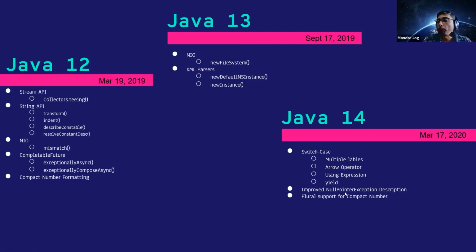And NullPointerException description has been improved in Java 14. Till now, when you get a NullPointerException, you just get that there is a NullPointerException, but which line is getting it, why it is getting it, which reference is giving you the NullPointerException, all these things were not there. So that has been improved, which we'll talk about. And then there is plural support for the compact number formatting, which was introduced in Java 12, added in Java 14. So this is 12, 13, and 14.